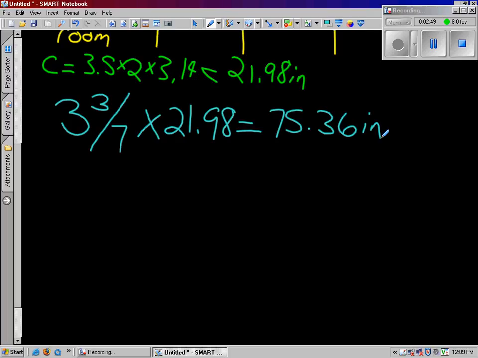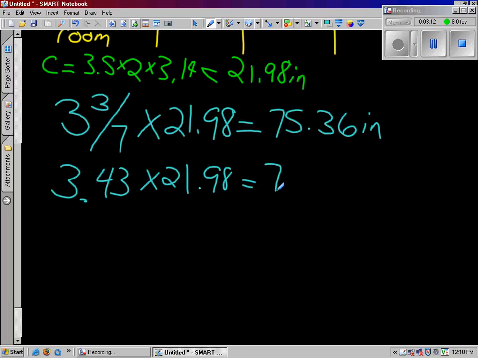Decimal way, I take the 3 divided by the 7 first, and I get a very long random decimal. And I should end up with about 3.43 times your circumference. And you should come up with 75.39 inches. Again, extremely close, close enough for me.